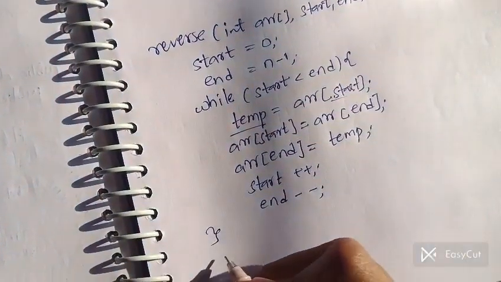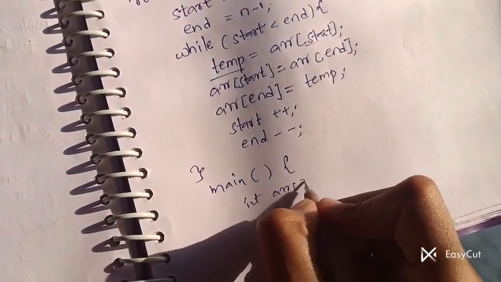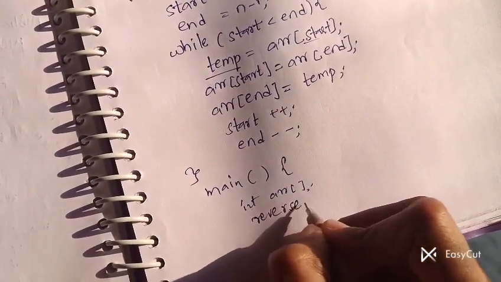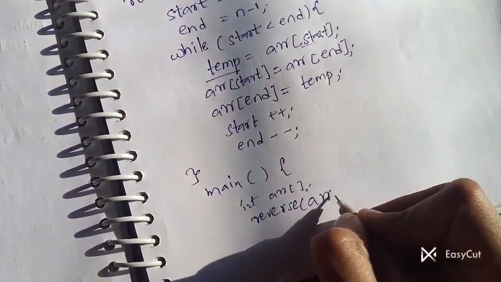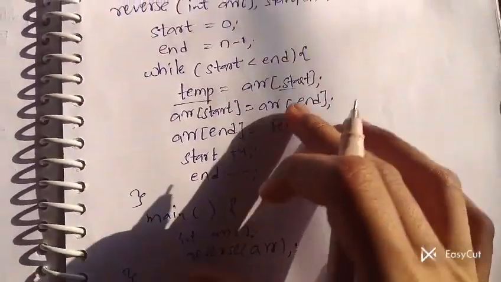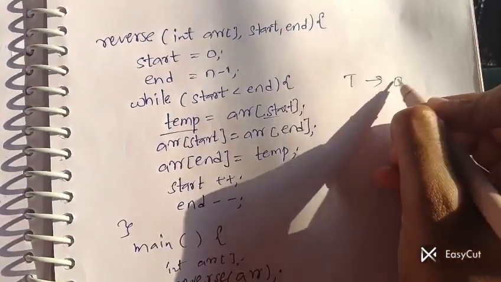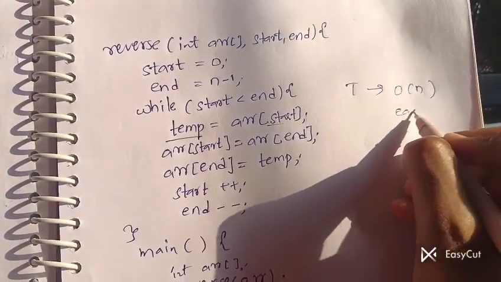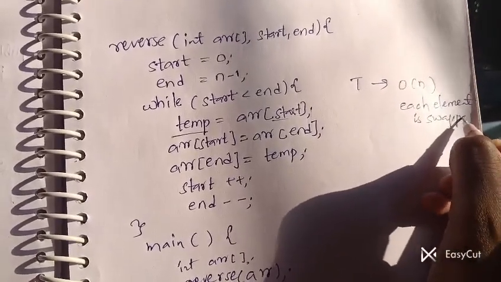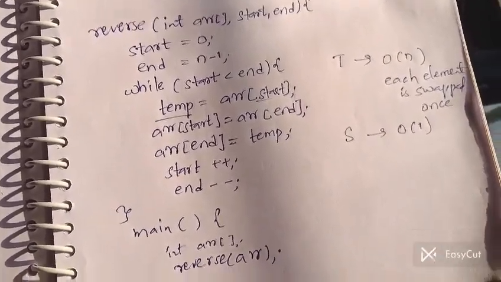Next, in the main function we are going to take the input array from the user using the scanner, which we can write while coding, and then we are going to call the reverse function, that is reverse of array, passing the parameters. When we solve the reversing of an array using this approach, the time complexity will be big O of n, since each element is swapped. We are swapping each element. Next, the space complexity will be big O of 1, because we are not using any extra space here.